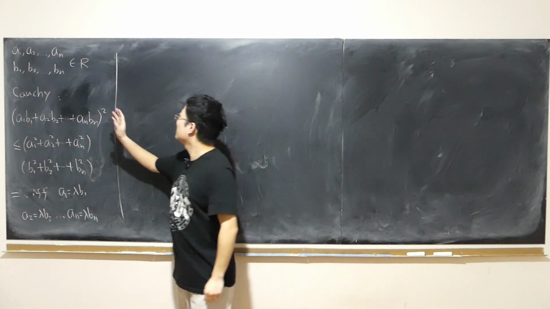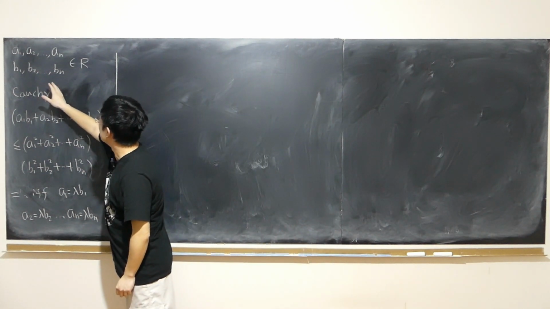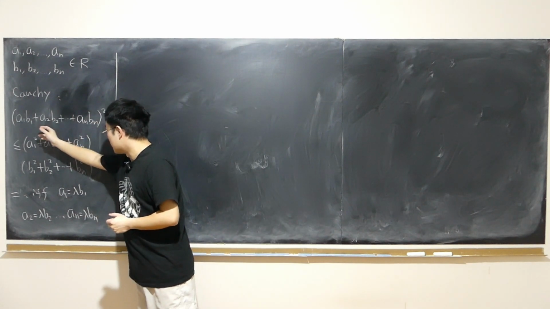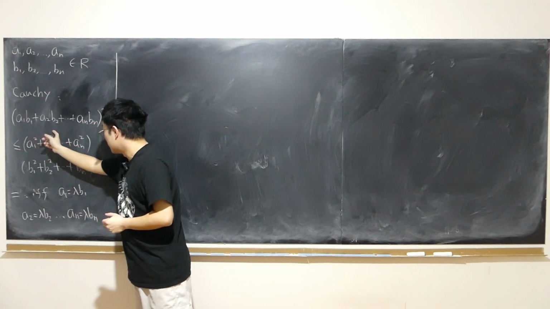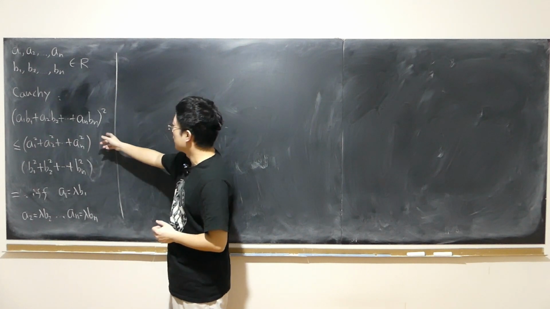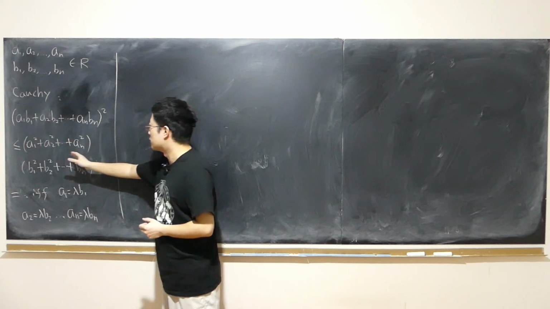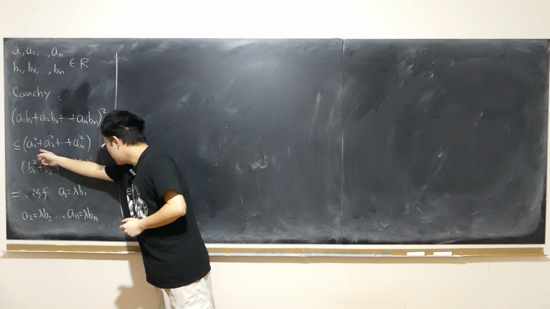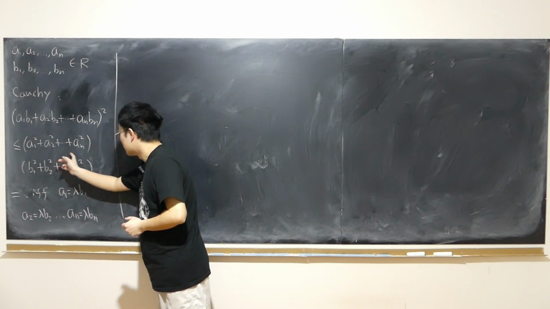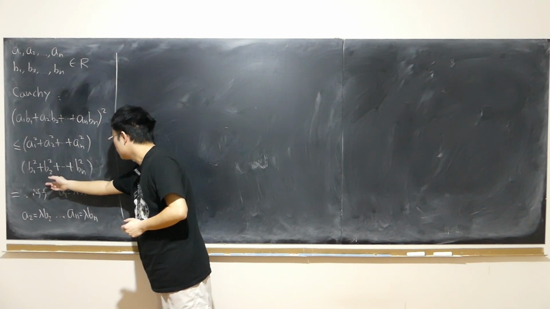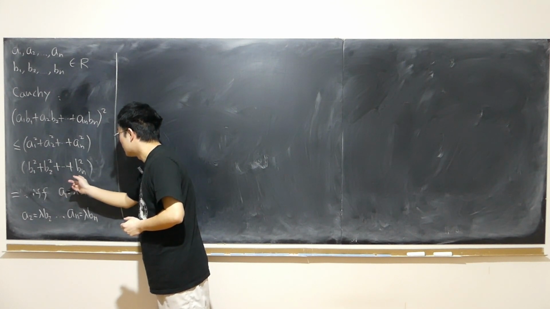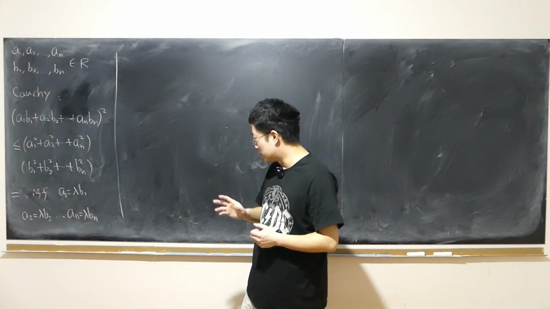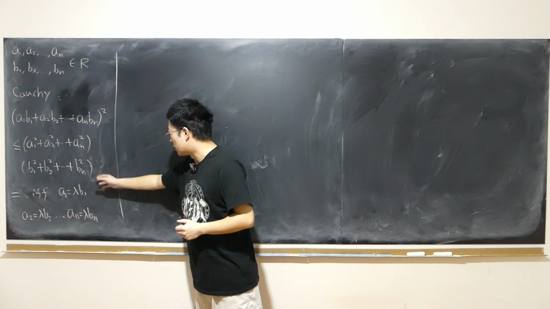A1, A2, all the way up to AN, B1, B2, all the way up to Bn are all real numbers. So Cauchy inequality tells us that (A1 times B1 plus A2 times B2 all the way up to AN times Bn) quantity squared is no larger than the product of the sums of squares, (A1 squared plus A2 squared plus all the way up to AN squared) times (B1 squared plus B2 squared plus all the way up to Bn squared). And of course, the equal sign holds if and only if the numbers are all in proportion.